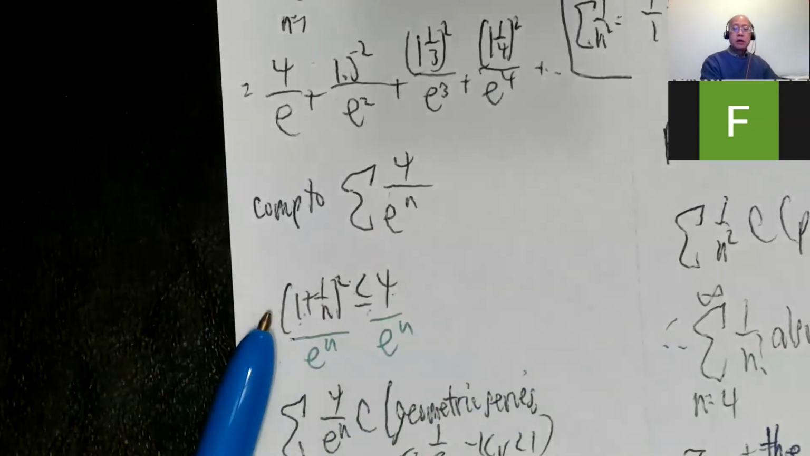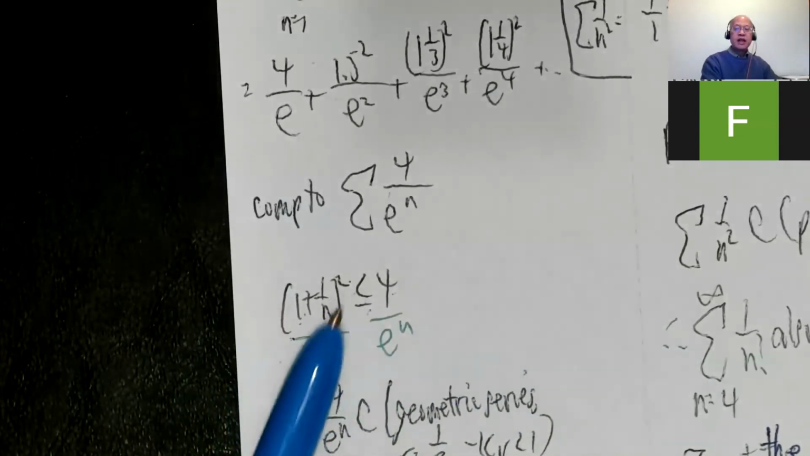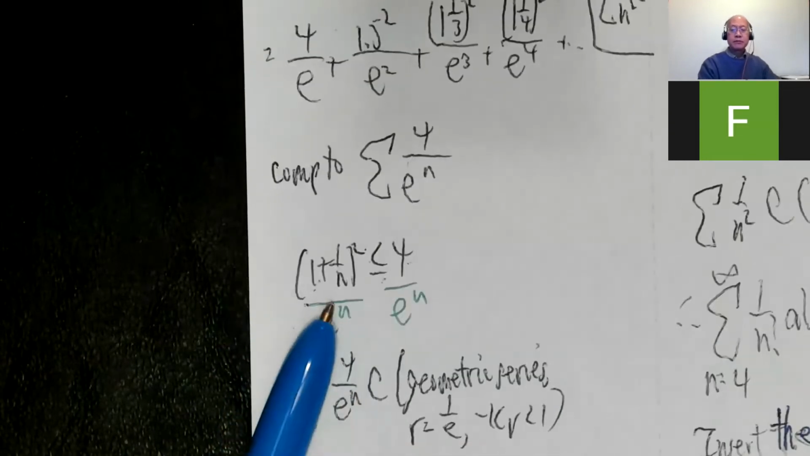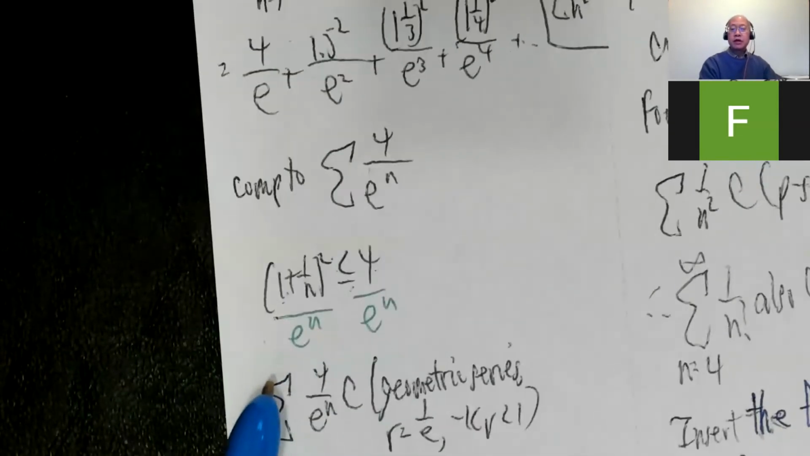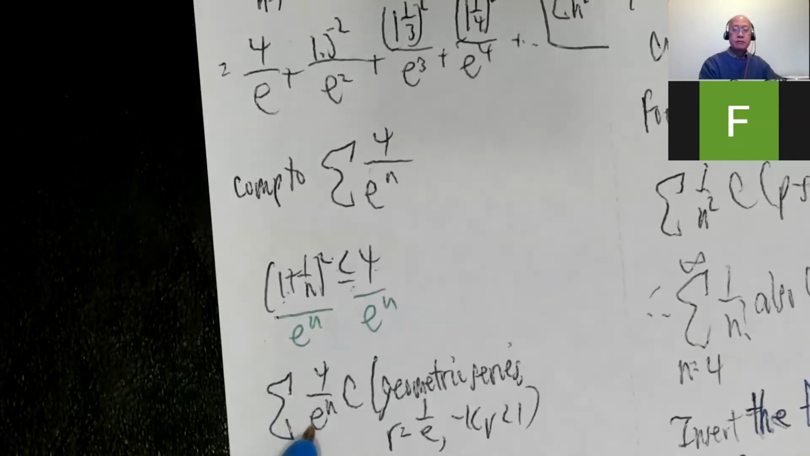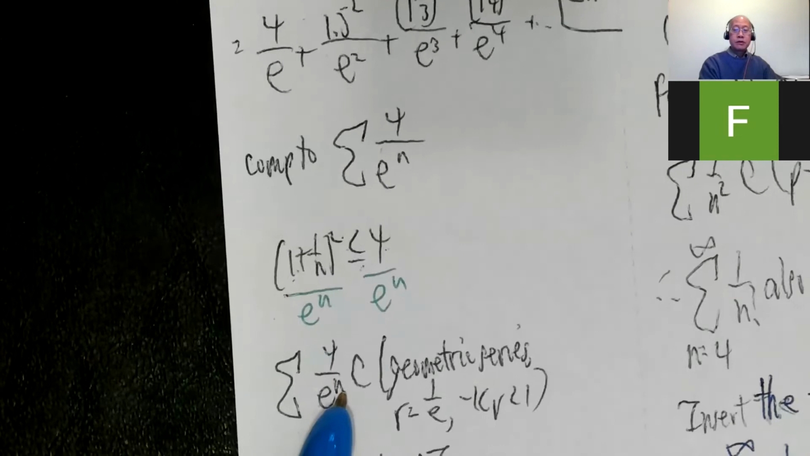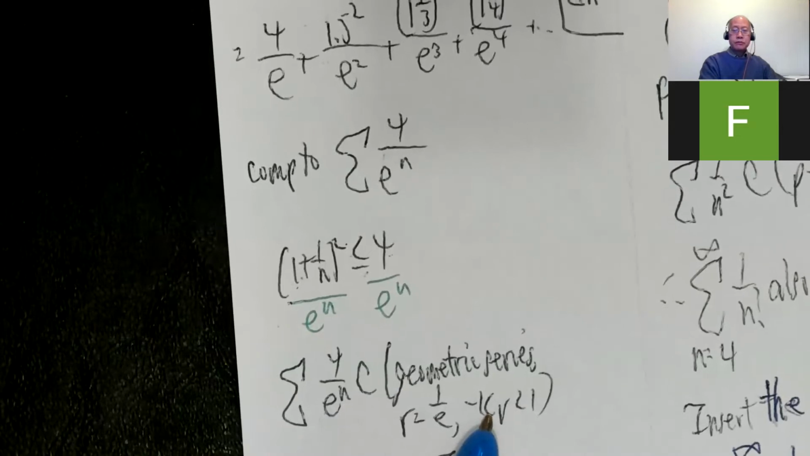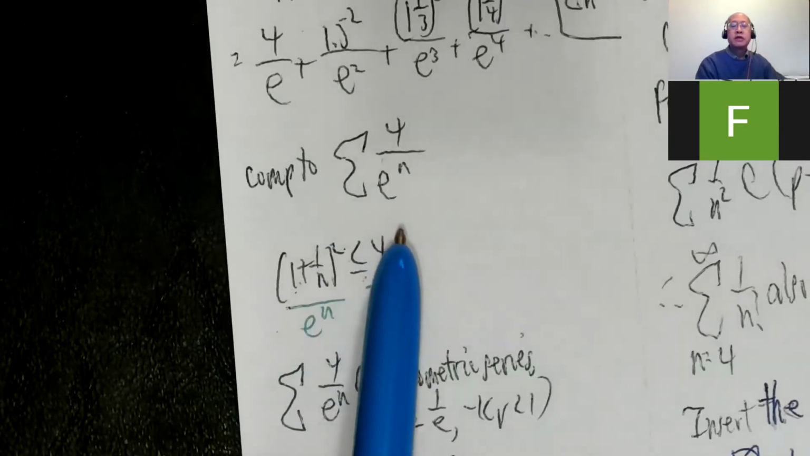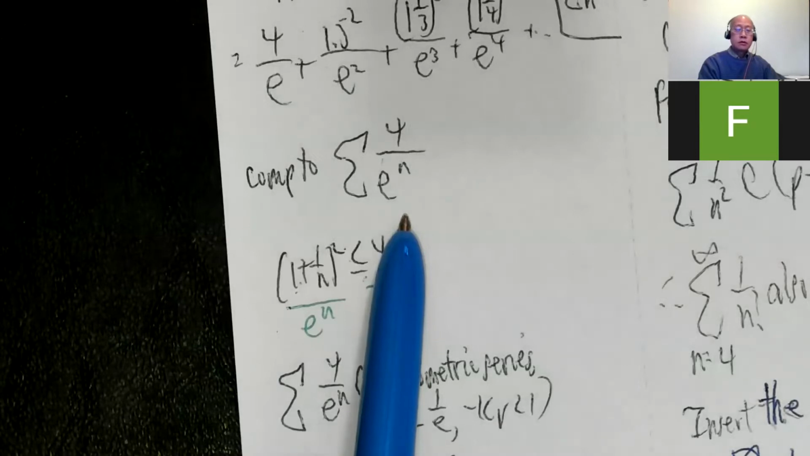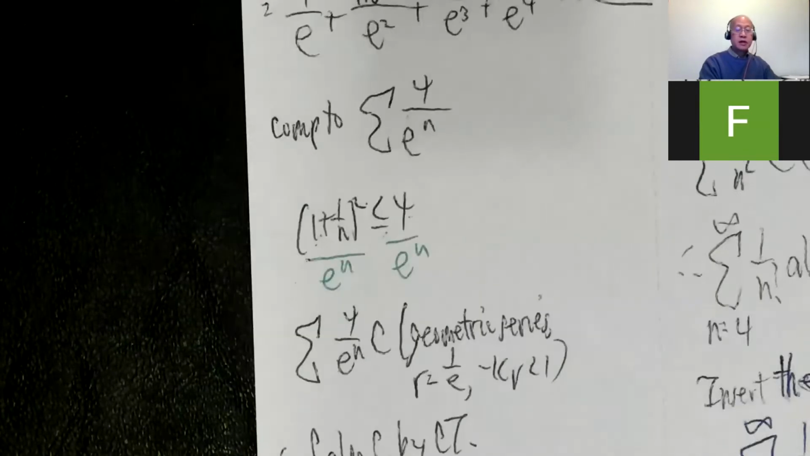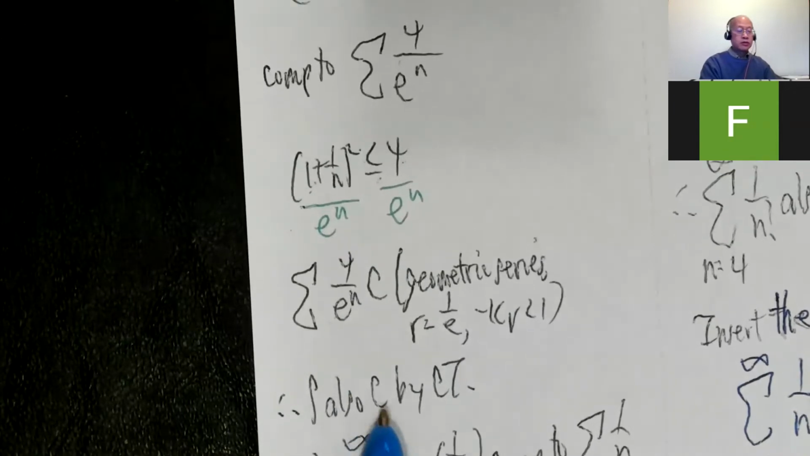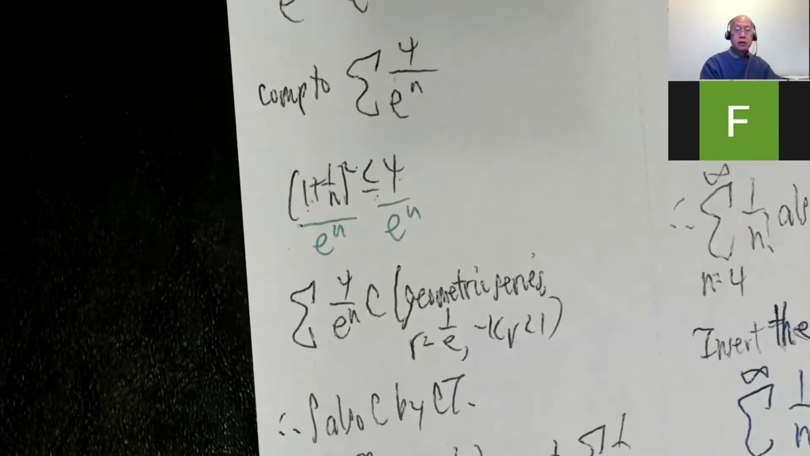So I have this relationship: (1 plus 1 over n) squared over e to the n is less than or equal to 4 over e to the n. Okay, and then what do I know about summation 4 over e to the n? It converges. Why? It's a geometric series where the r is 1 over e. 1 over e is like 1 over 2.7. R is between -1 and 1. Okay, so the bigger series converges. If the bigger series converges, then the original series also converges by the comparison test.